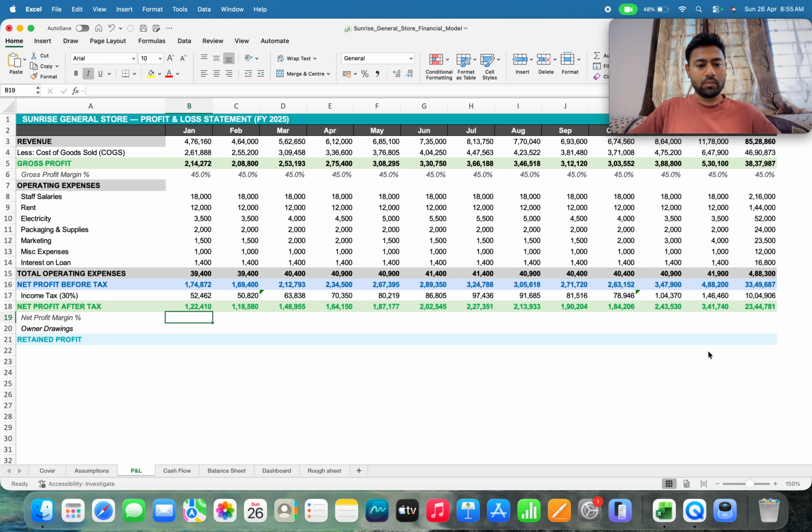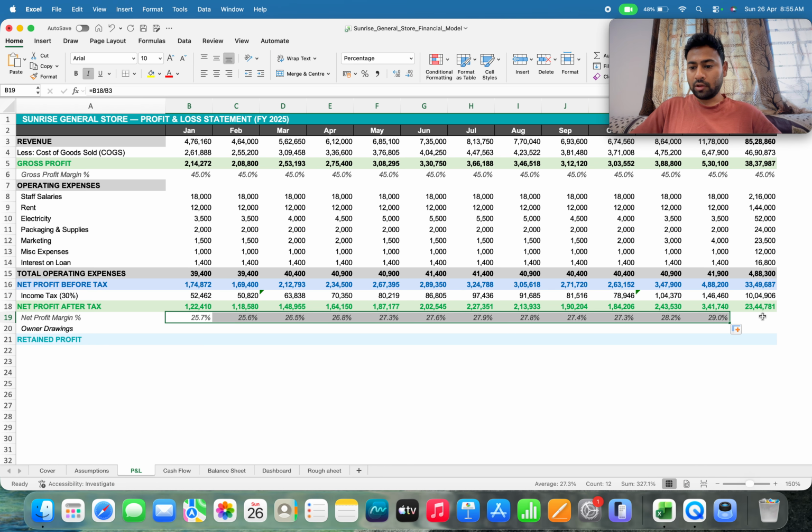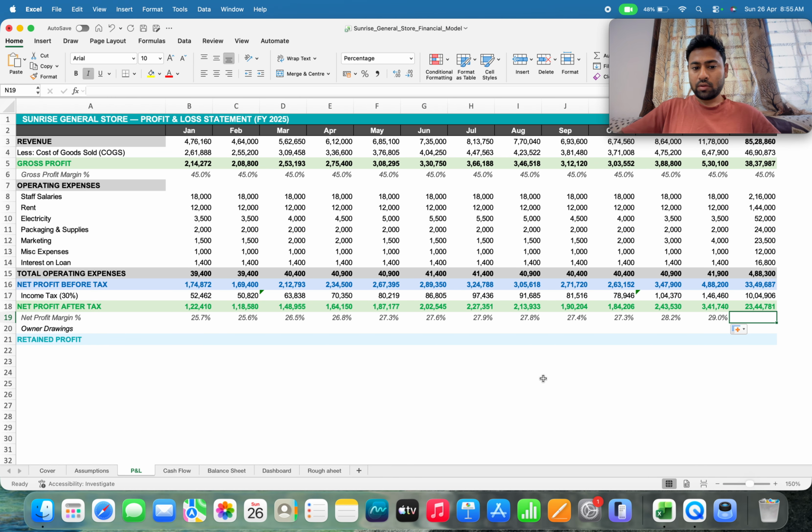Now net profit margin, how much is the net profit margin? We will simply divide the net profit after tax by total revenue. So we got the net profit margin 25.7%. Simply drag from here to here, we will get the per month net profit margin.